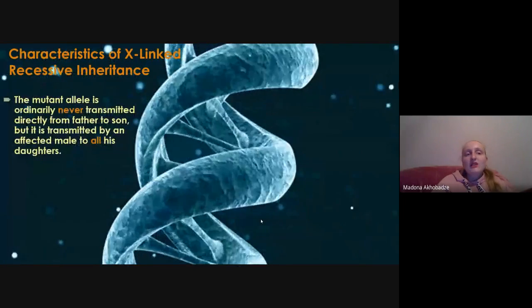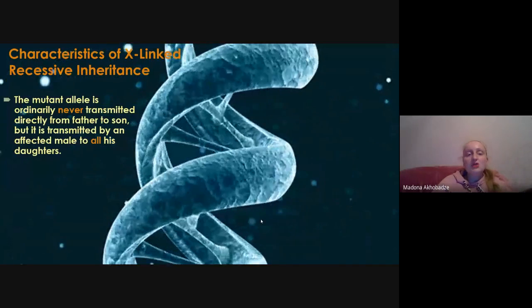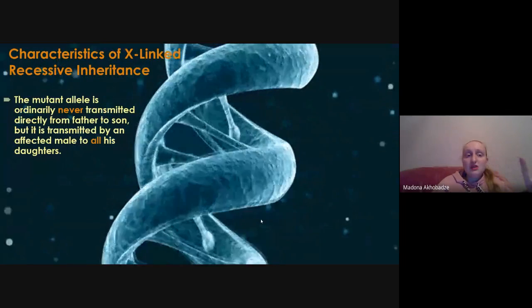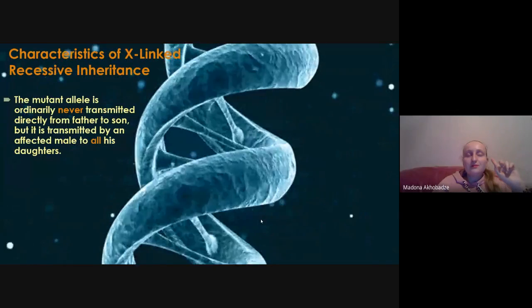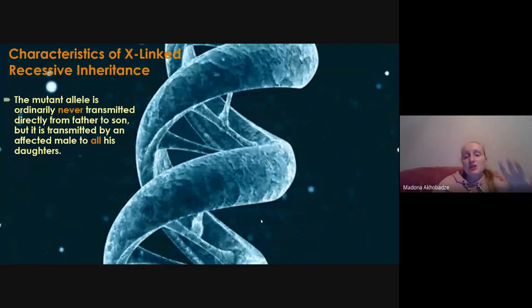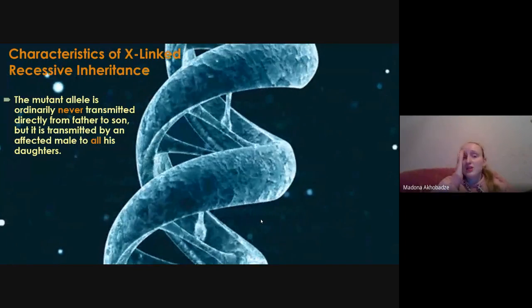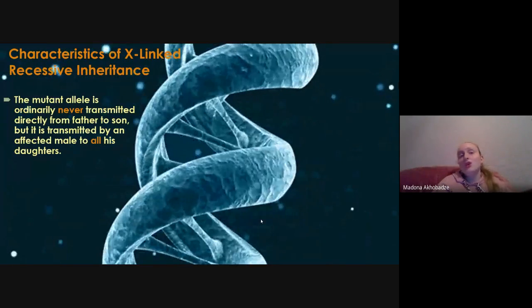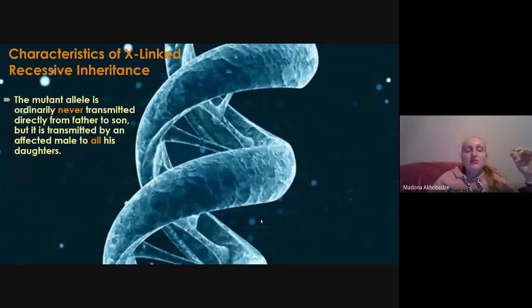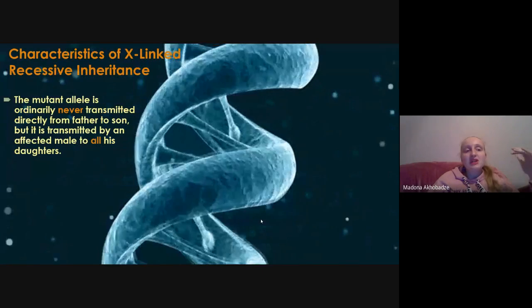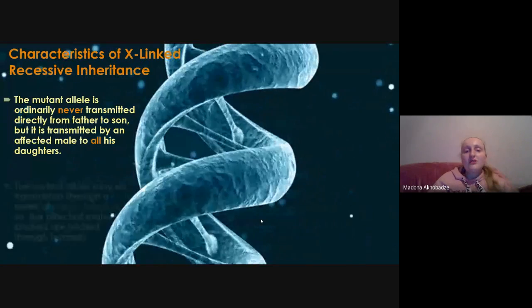Now, the mutant allele is ordinarily never transmitted directly from father to son. So father-son transmission is impossible. But it is transmitted from the affected male to all of his daughters. So if it's transmitted from father to son, we either have a case that is not X-linked recessive disorder at all, or we have something new or sporadic. And if it is transmitted by an affected male to all of the daughters, it means all of the daughters will be carriers of the disease.